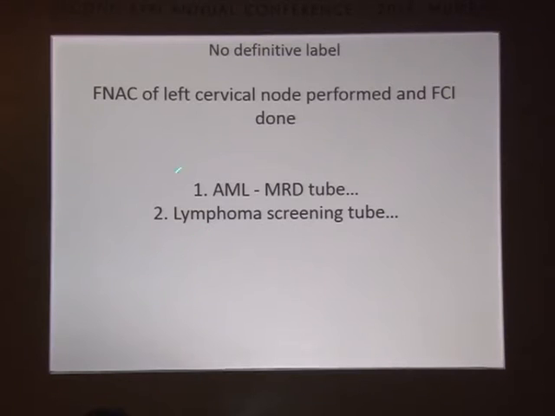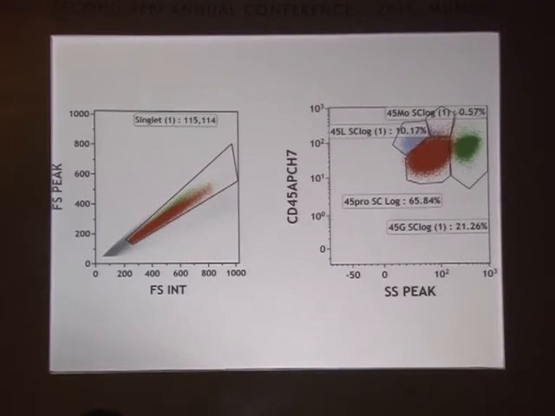FNAC. First we did AML MRD tube. Why? Because we thought CD34 is positive, CD7 is positive. So let's do one tube for AML. We have an AML MRD. MRD is minimal residual disease. It's also kind of, you can say, screening tube. So we did only this tube. Then after that, it was followed by another lymphoma tube. So first is AML MRD tube.